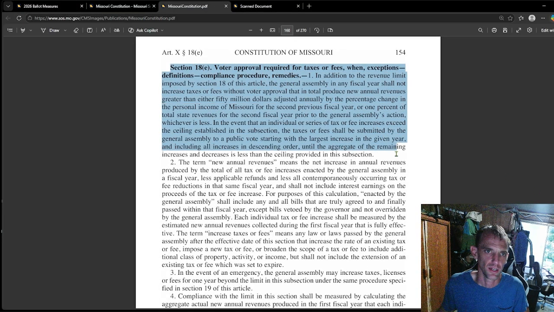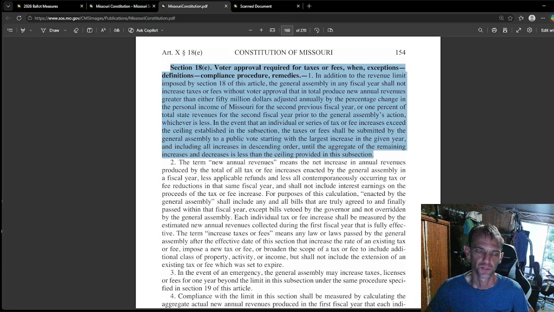Section 18E, voter approval required for taxes or fees when exceptions, definitions, compliance procedures, remedies. Subsection 1 of Section 18E. In addition to the revenue limit imposed by Section 18 of this article, the General Assembly in any fiscal year shall not increase taxes or fees without voter approval that in total produce new annual revenues greater than either $50 million adjusted annually by the percentage change in the personal income of Missouri for the second previous fiscal year, or 1% of total state revenues for the second fiscal year prior to the General Assembly's action, whichever is less.